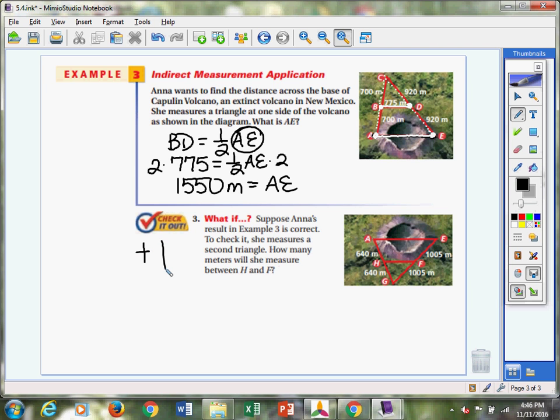Suppose Anna's result in example 3 is correct, that AE actually is 1550. To check it, she measures a second triangle. How many meters will she measure between H and F? So if her AE is correct at 1550, then what should HF equal? That's what they're asking you there.